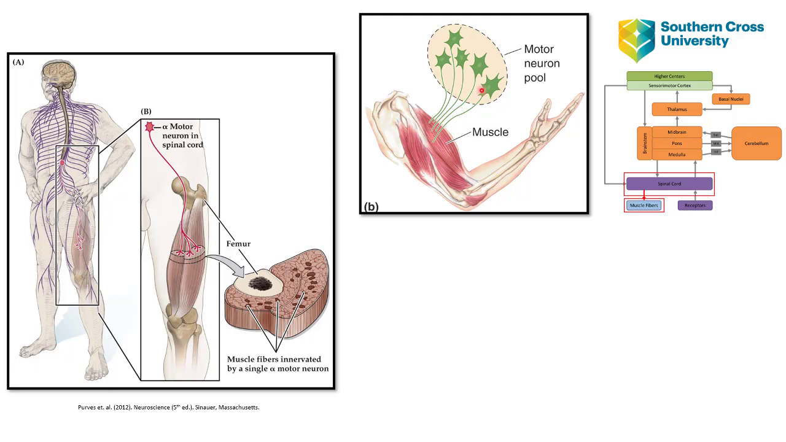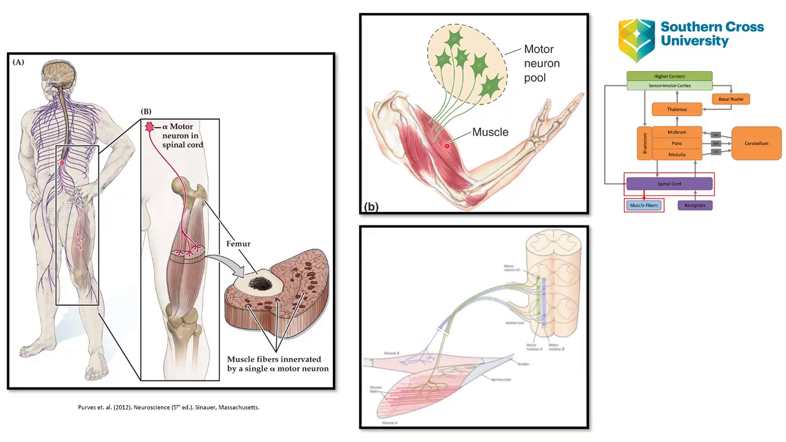So the control of the motor neuron pool is what is largely going to dictate how we control muscle force. Of course, we are controlling the individual motor units within that pool, but it's the motor neuron pool in many instances that needs to be controlled.